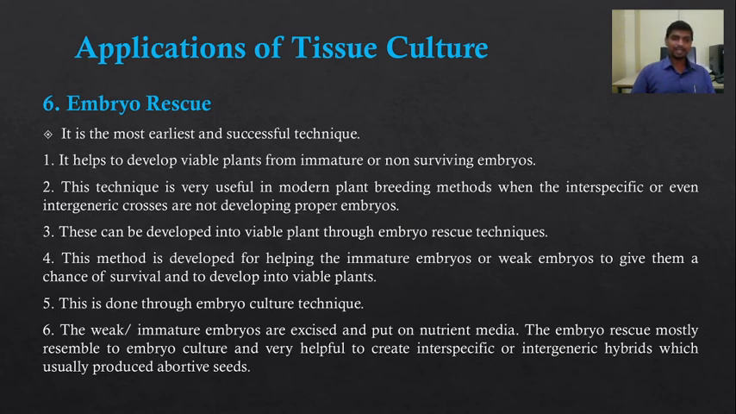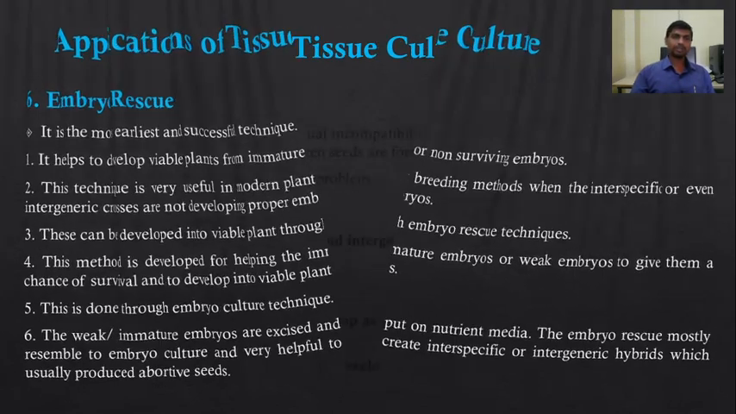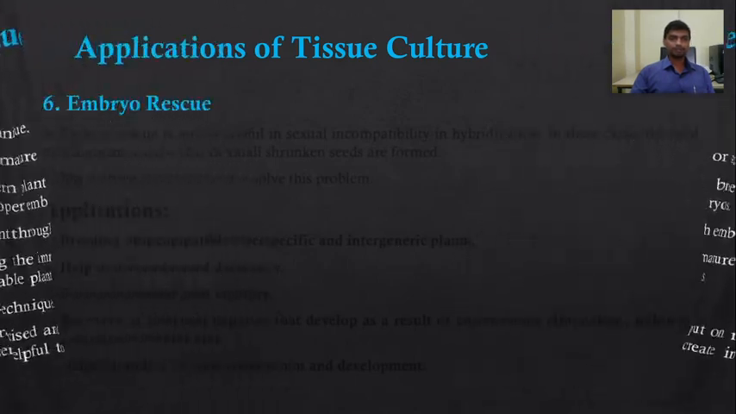So what is the technique? Embryo rescue. The embryo is removed, excised from the seed and put on nutrient medium, and such an embryo can develop into a viable plant by using a tissue culture technique. Such a method is useful to create interspecific or intergeneric hybrids which usually produce abortive seeds. So this is all about embryo rescue.